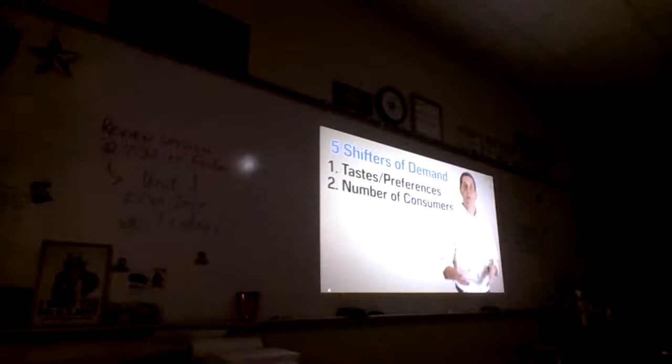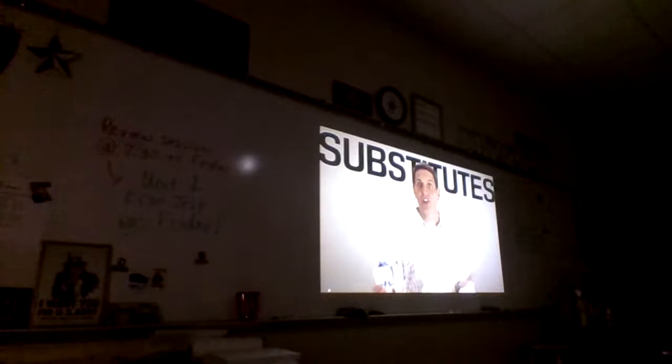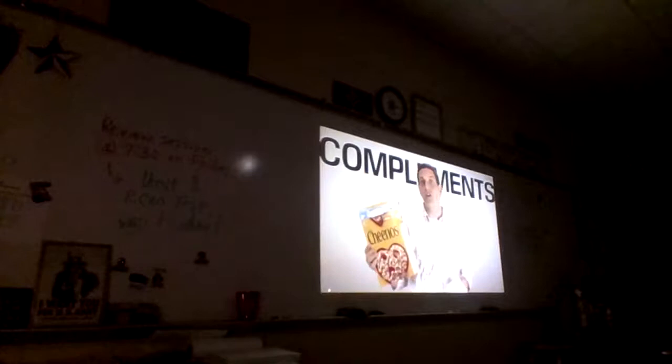Another shifter is the price of related goods, substitutes and complements. For example, almond milk and cow's milk are substitutes for each other. So if the price goes up for almond milk and it's more expensive to buy, then the demand is going to increase for cow's milk. If the price goes down for almond milk, people are going to move away from buying cow's milk and buy more almond milk, so the demand for cow's milk will fall. And of course, there are also complements. When the price of cereal falls, that's going to increase the demand for milk.